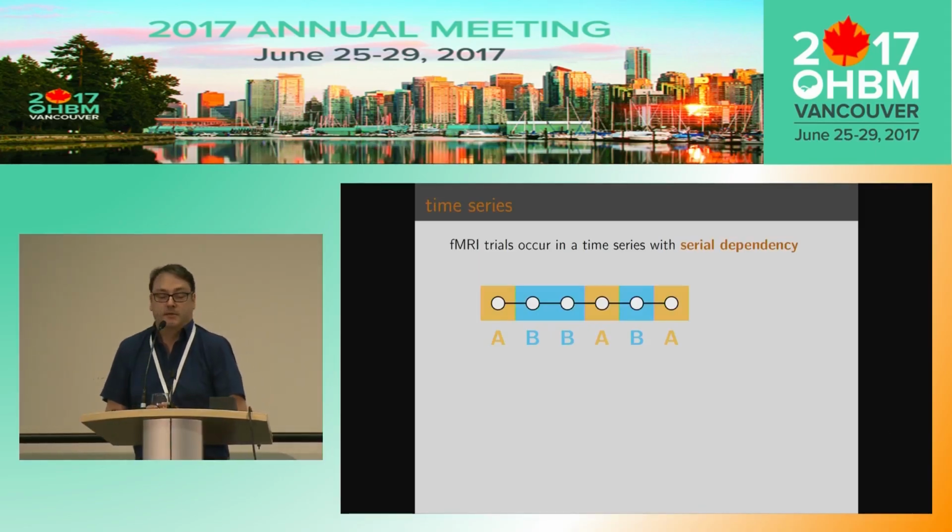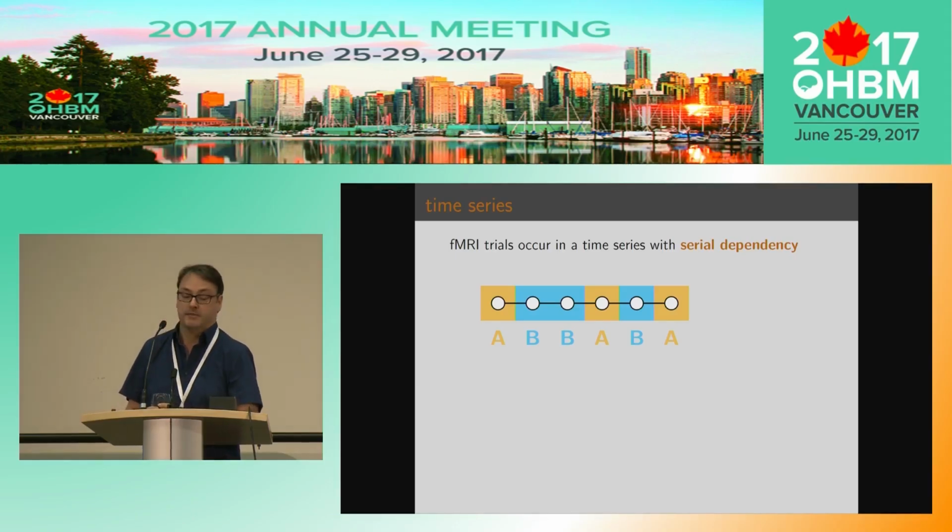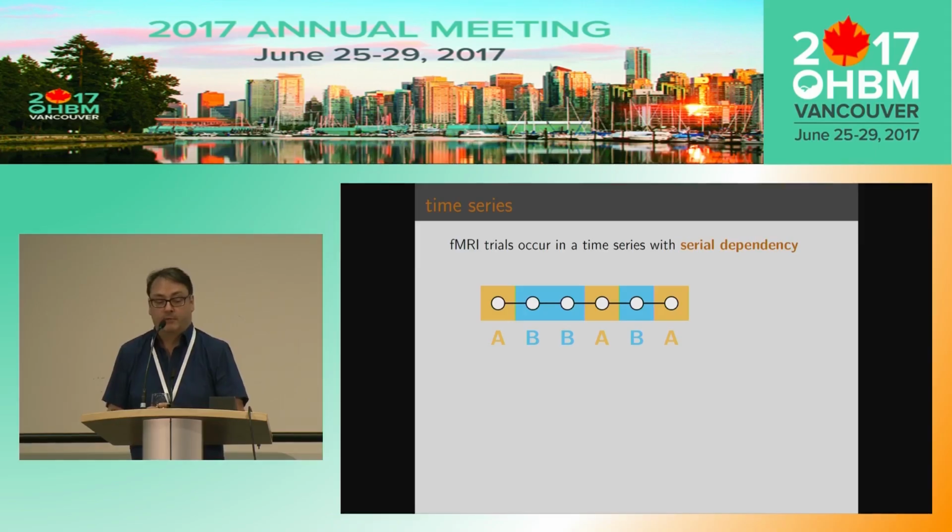Basically, I've already mentioned this. There is a problem for exchangeability in fMRI time series. fMRI trials occur in a time series, and we know that fMRI exhibits serial dependency. So let's say we have a very simple design with trials of 2 different classes, A, B, B, A. So there's a randomized sequence of trial types. And as the horizontal lines connecting the bullets indicate, there is a serial dependency.